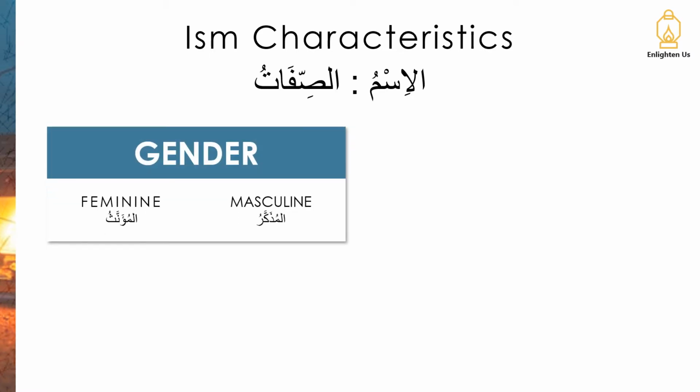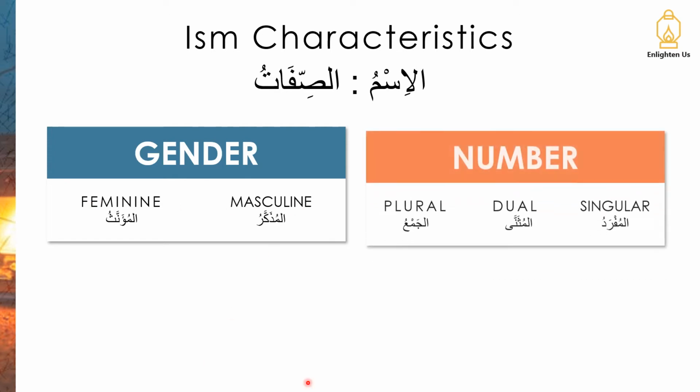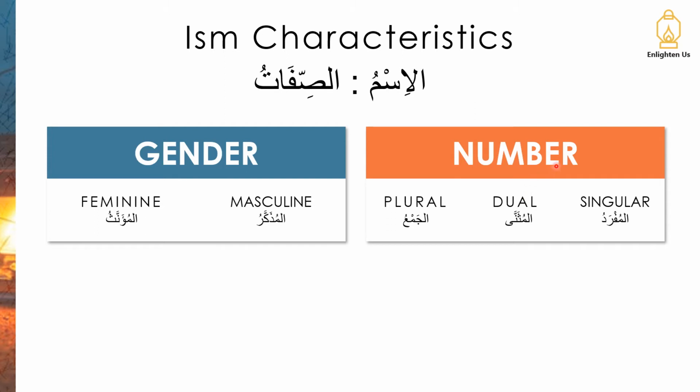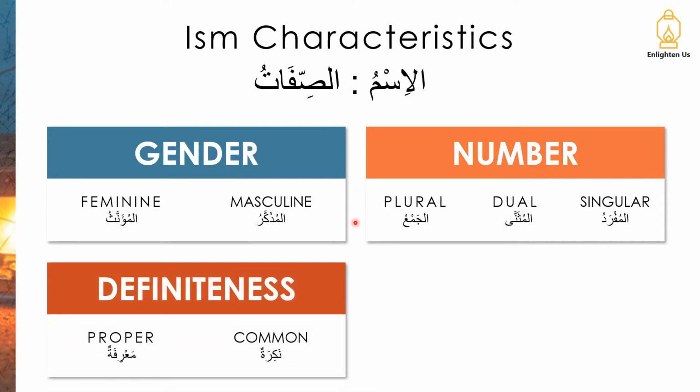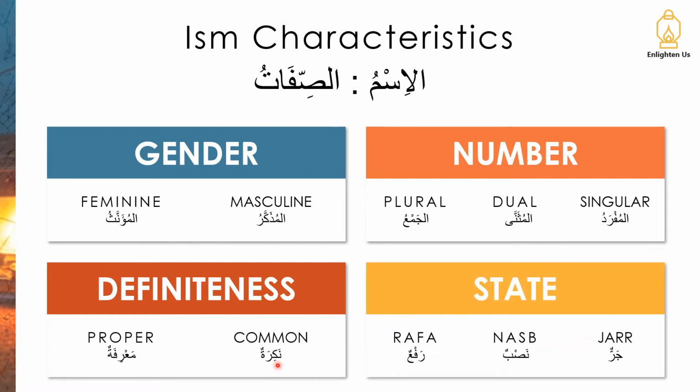The ism has 4 characteristics, starting with gender. And gender breaks into the feminine, al-mu'annath, and masculine, al-mudhakkar. So an ism can be feminine or could be masculine. It also has a number, so it could be plural, al-jam', dual, al-muthanna, or singular, al-mufrad. Then we have definiteness, so an ism can be proper or common, ma'rifa or nakira. And lastly, an ism has a state, so it can be in rafa', in nasab, or in jar.